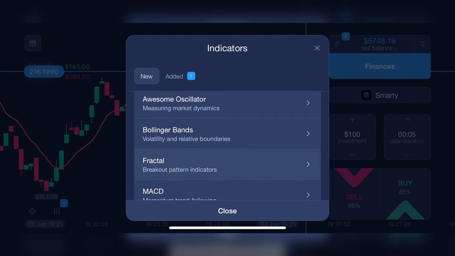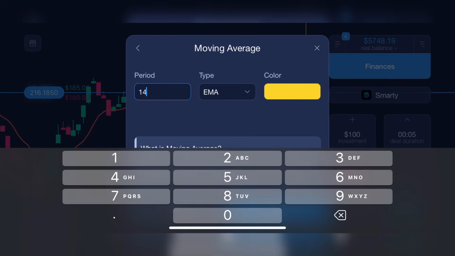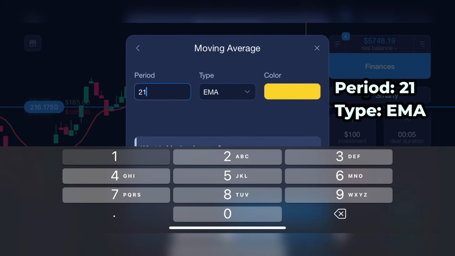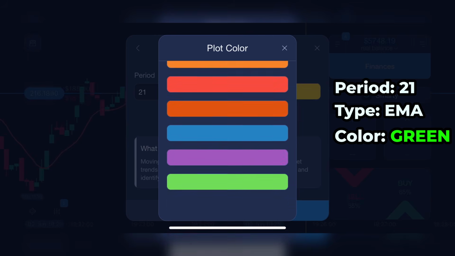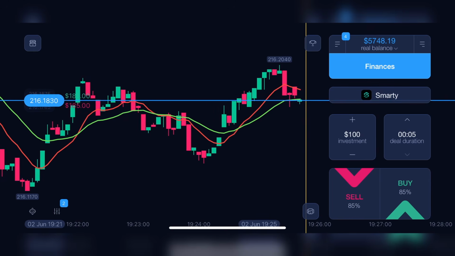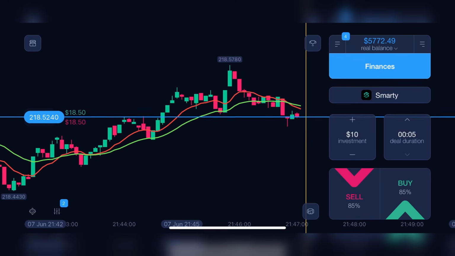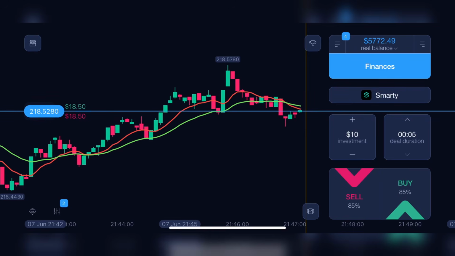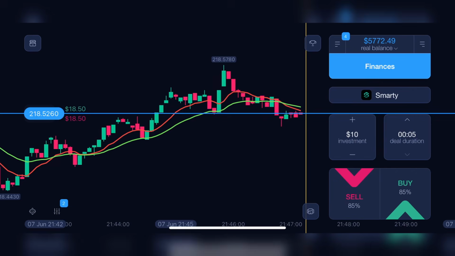Next, go back to the indicator menu and again select the moving average indicator. Set the period to 21, type to EMA, and color to green. This second moving average will show us a smoother line, filtering out the noise. Using these 2 indicators, we can identify the market's short-term trends, which we will use to place trades.